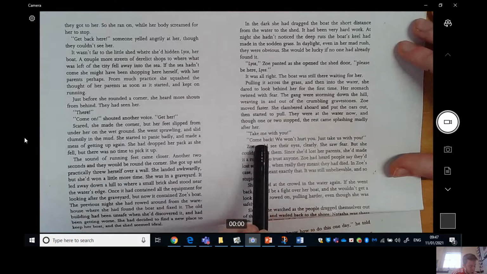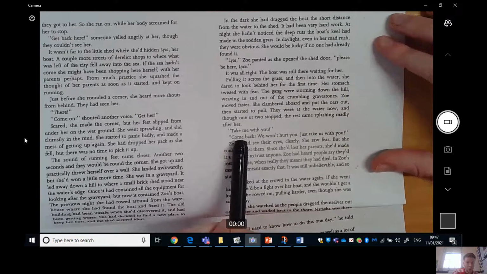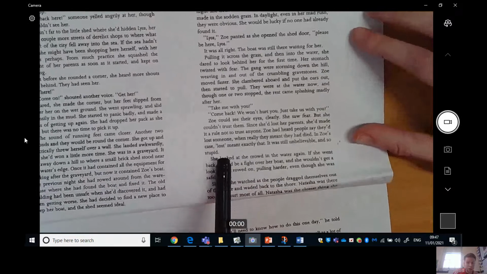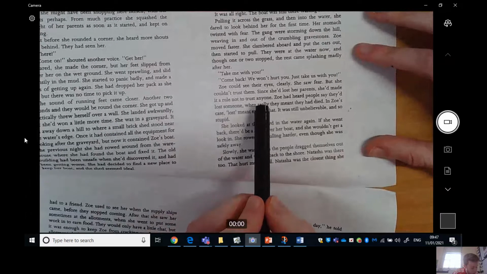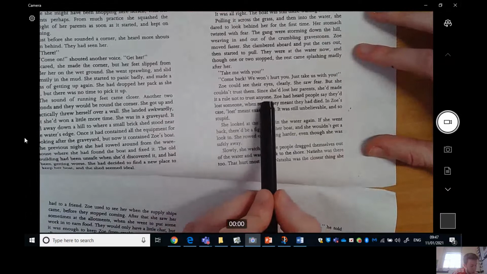"Take me with you. Come back. We won't hurt you. Just take us with you." Zoe could see their eyes clearly. She saw fear, but she couldn't trust them. Since she'd lost her parents, she'd made it a rule not to trust anyone.